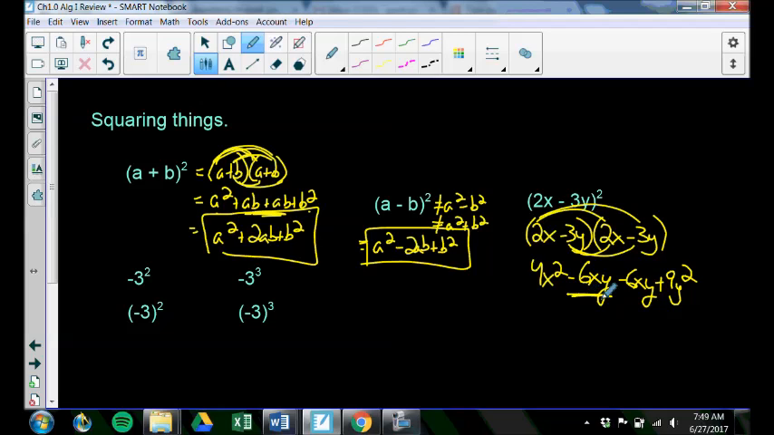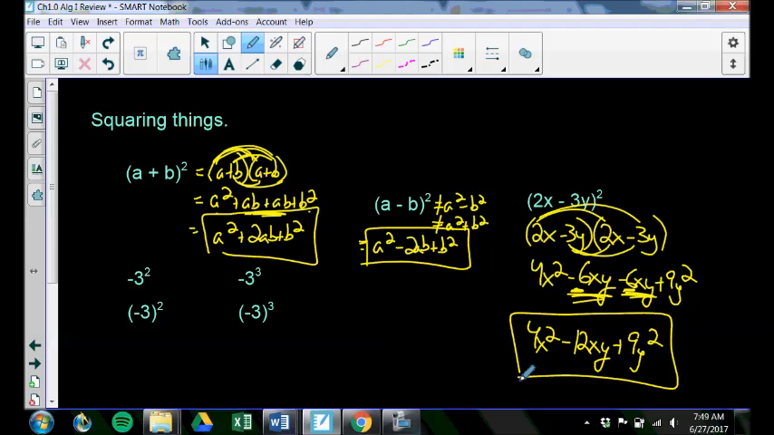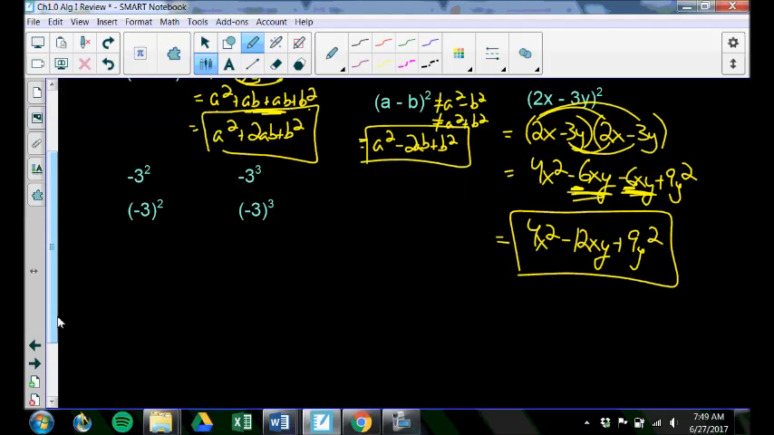I can combine these two things because they're like terms, so I get 4x squared. Then with these I just combine the coefficients, so negative 6xy minus 6xy is negative 12xy plus 9y squared. Boom. That is how you square things. That's how you square binomials, technically. A binomial is a two-termed expression. It's squaring binomials.